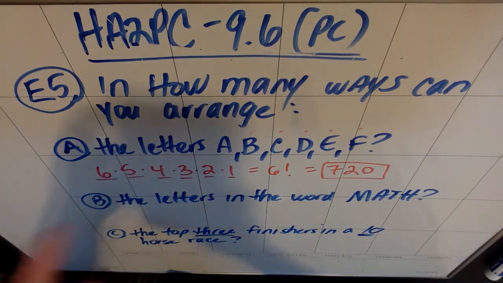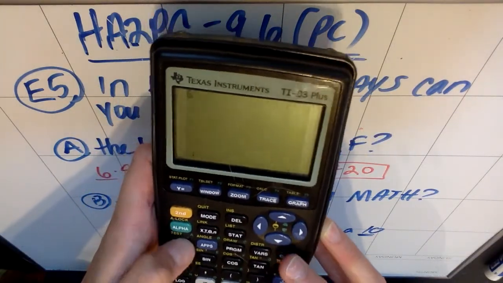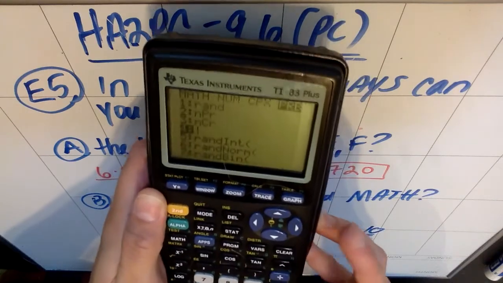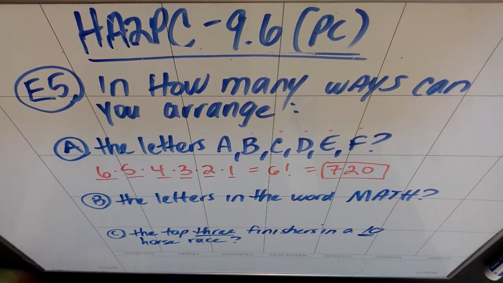As a reminder, the way you do factorial in your calculator, you can do 6, and then you're going to go math over to probability and pick 4, 6 factorial. So how many ways can you arrange the letters in the word math?